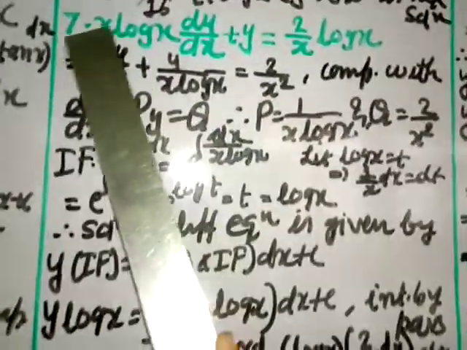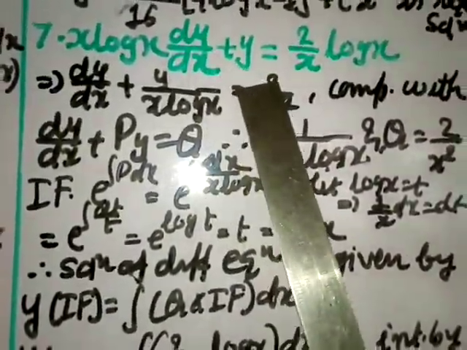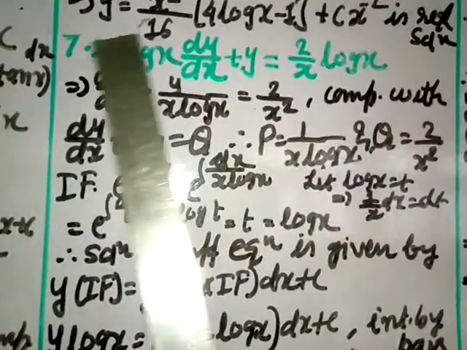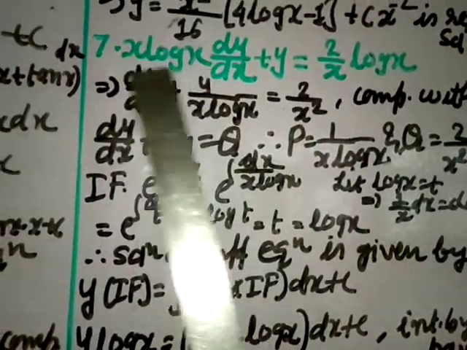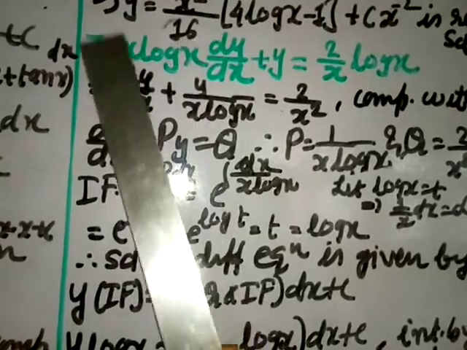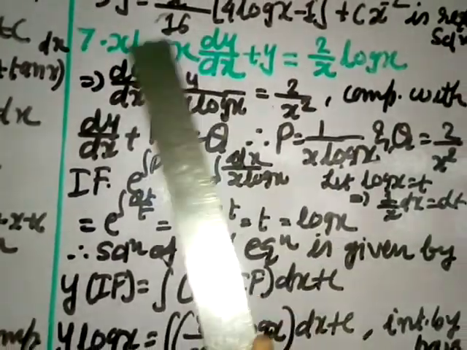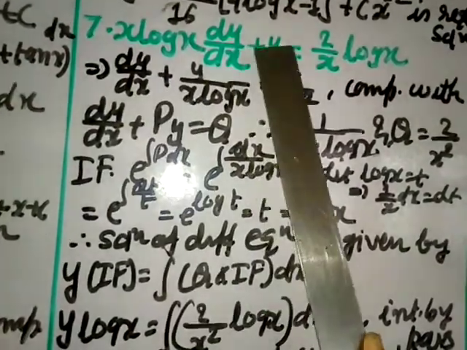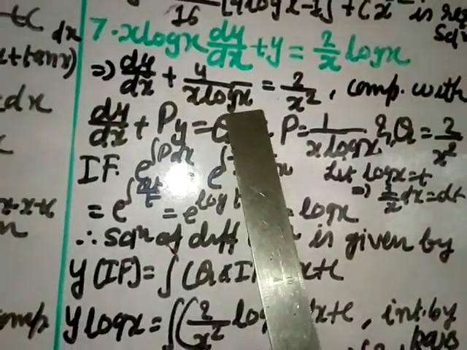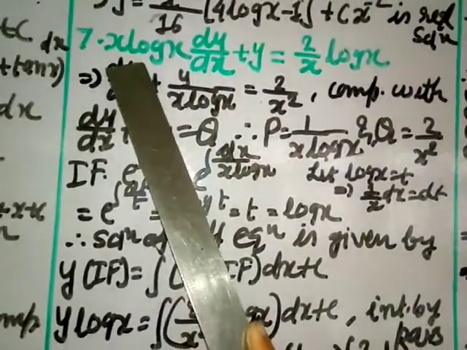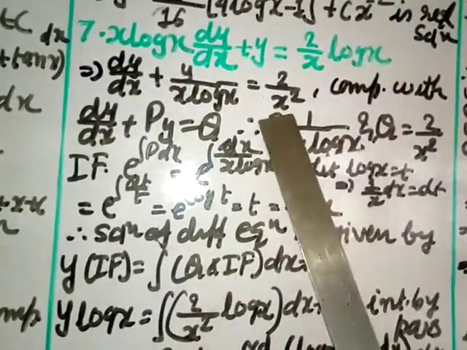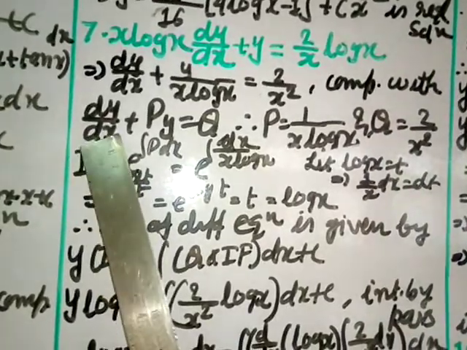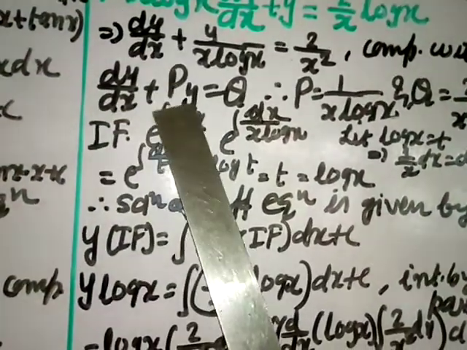Question number 7, x log x dy by dx plus y equal to 2 by x log x. Here also coefficient of dy by dx is x log x, not 1. So you have to make it 1 by dividing each term by this value. So I divide each term by this value. So here remains dy by dx plus y by x log x equal to 2. If I divide, then x into x square and 1 log will cancel. Log x will cancel. Comparing with the standard equation, that is dy by dx plus py equal to q.